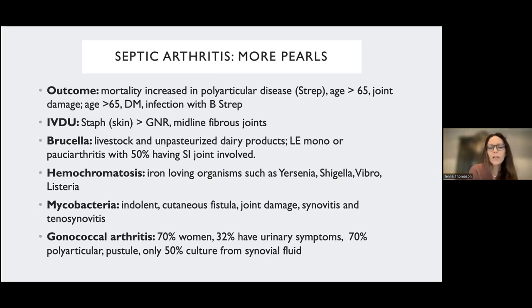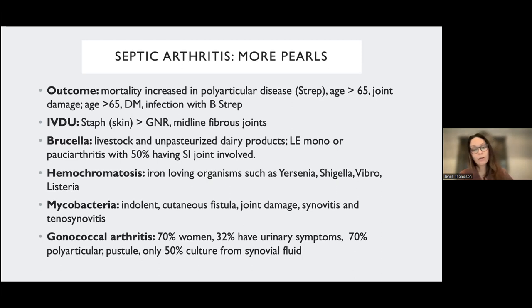Typically it causes polyarticular disease, often causes tenosynovitis in addition to synovitis. And these patients will often have up to five of these pustules that I'm going to show you on the next slide, but not more than five. That is the rule. And the pustules kind of hide. You have to look for them. They're quite small.